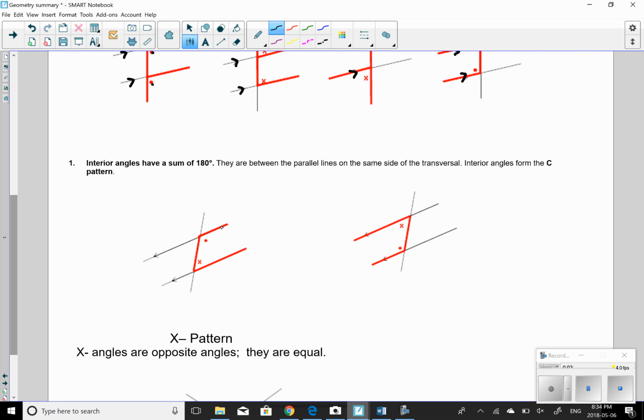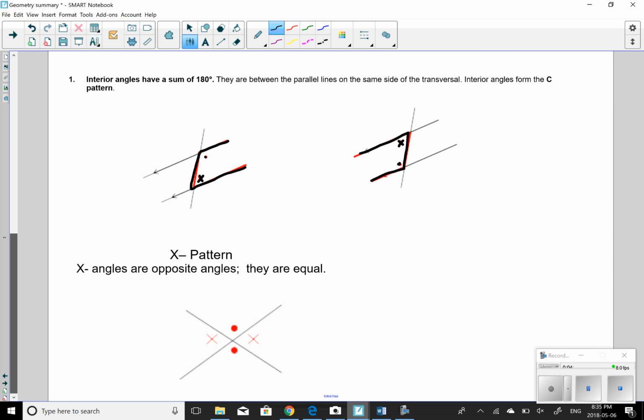Now we have what's called a C pattern. So if you see, this is a C that forms, or the opposite direction. The angles on the insides will not be the same. They will add up to 180.